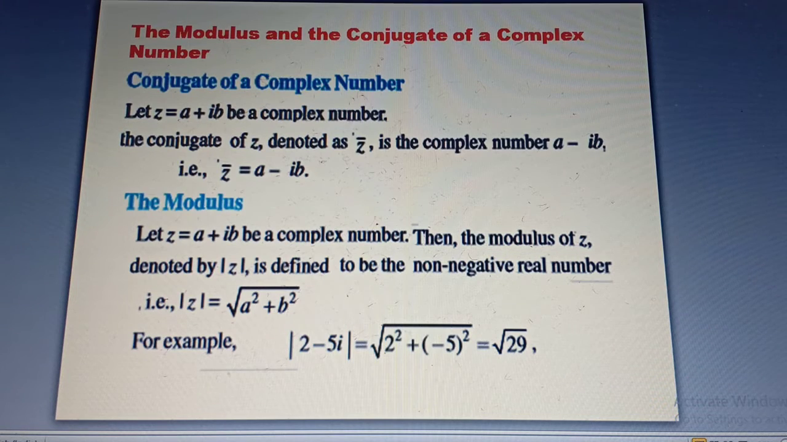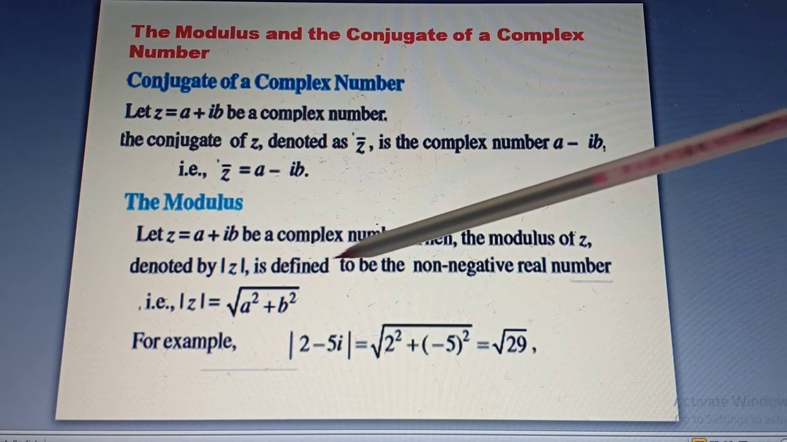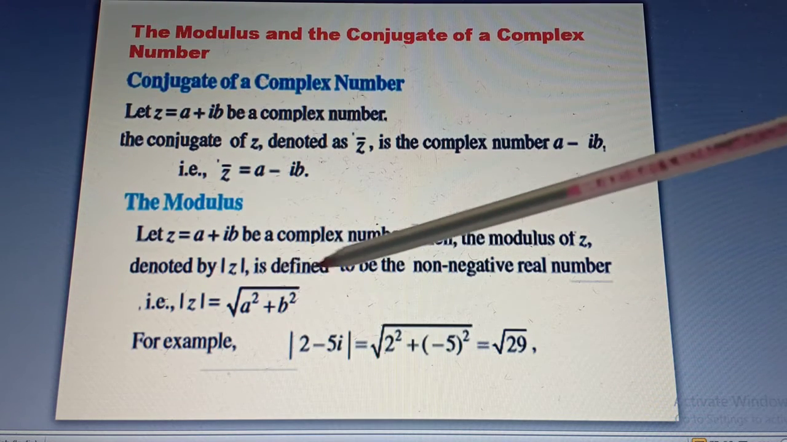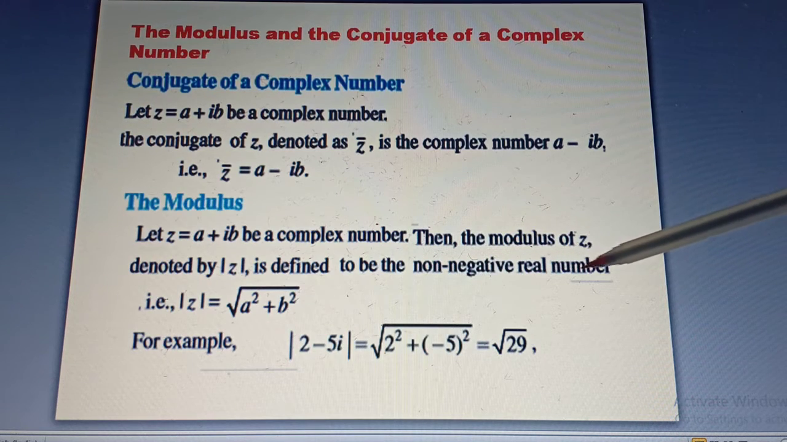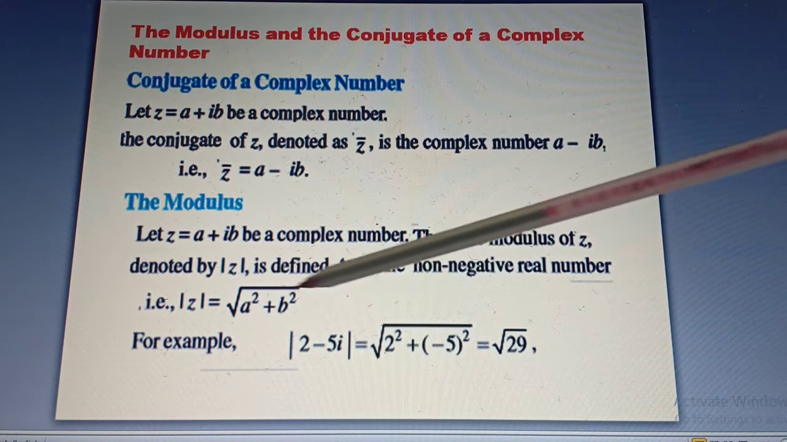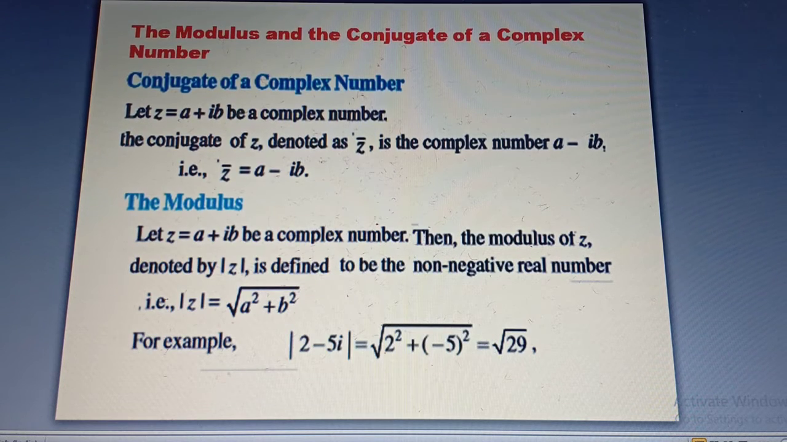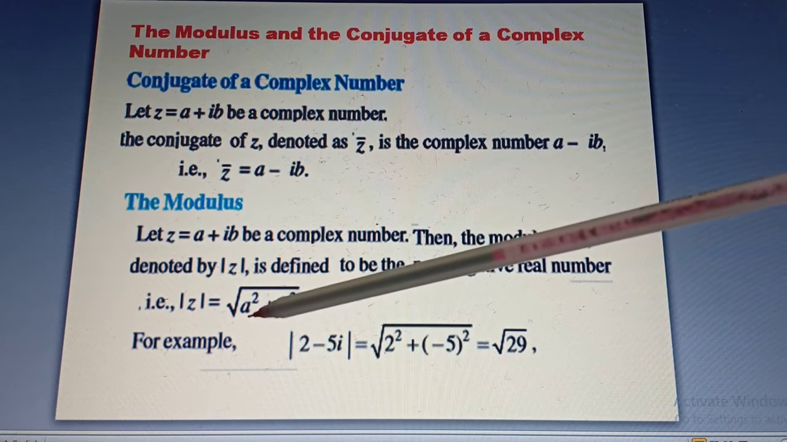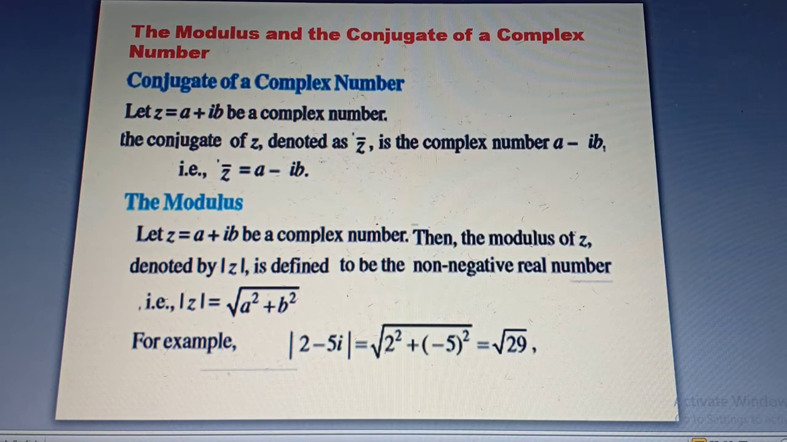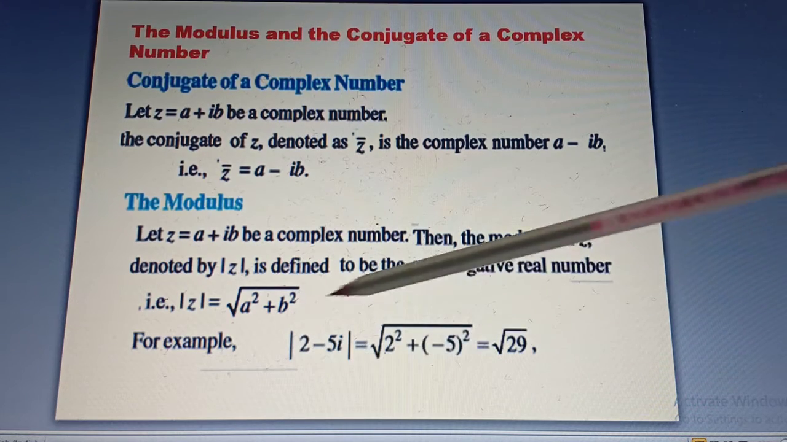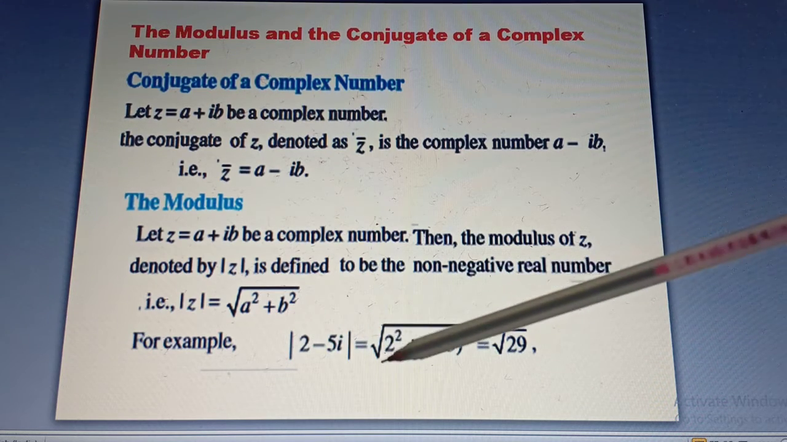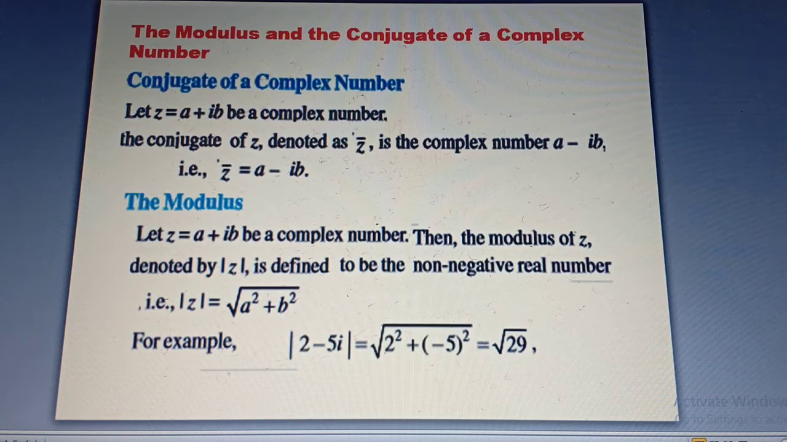Now what is the modulus of a complex number? Let z equal to a plus ib be a complex number, then the modulus of z, denoted by mod of z, is defined to be a non-negative real number. Mod of z equal to root over a square plus b square. Okay students, so mod of z is the root of the square of the real part plus the square of the imaginary part. For example, what is the modulus of 2 minus 5i? The real part is 2 and the imaginary part is minus 5, so 2 square plus minus 5 whole square is 29. So this is how we find the modulus of a complex number.